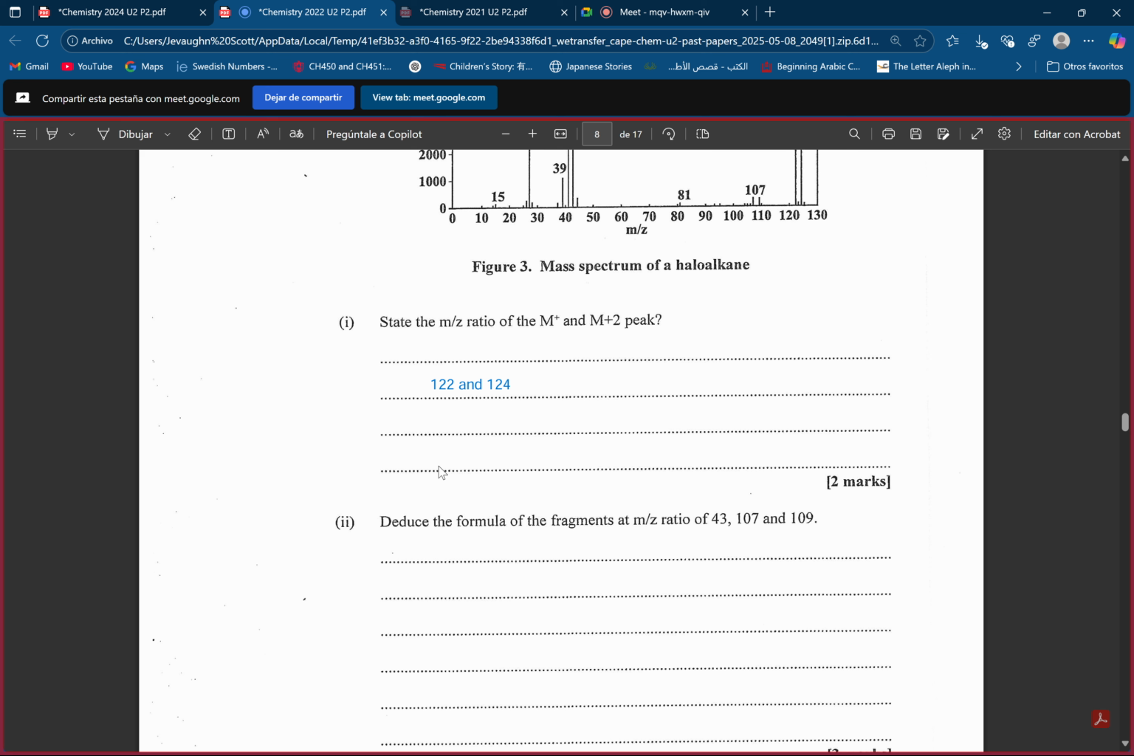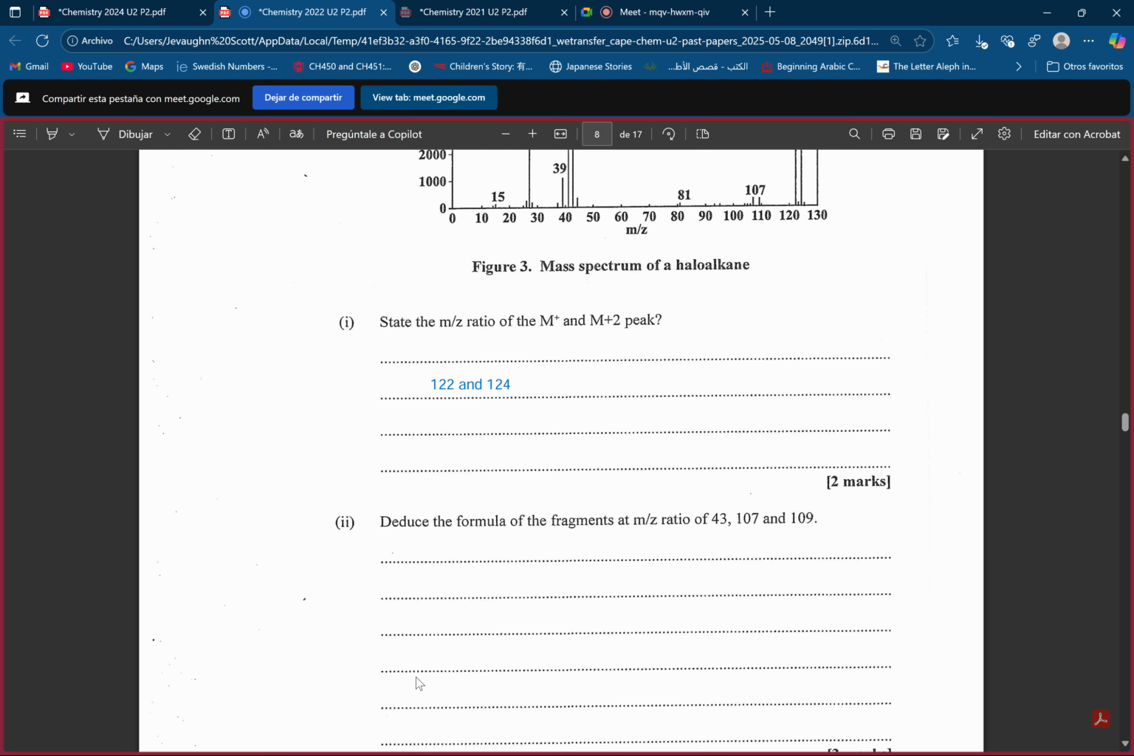All right. Deduce the formula of the fragments of the mass charge ratio 43, 107, and 109. There are formulas that were given to you when I was going through this topic. If you weren't there, then I guess you just weren't. But yeah, so there are formulas. What is it?